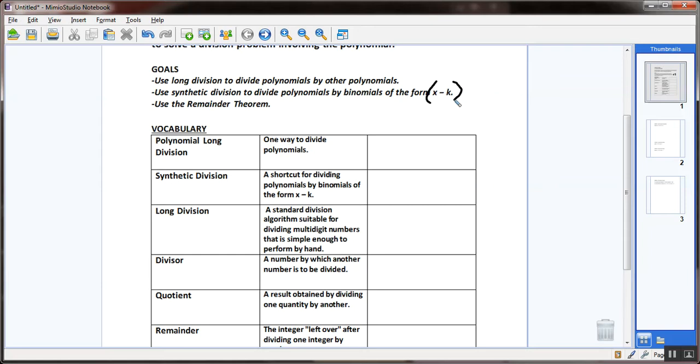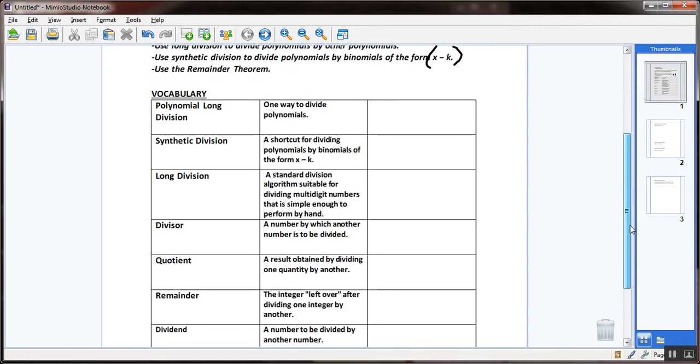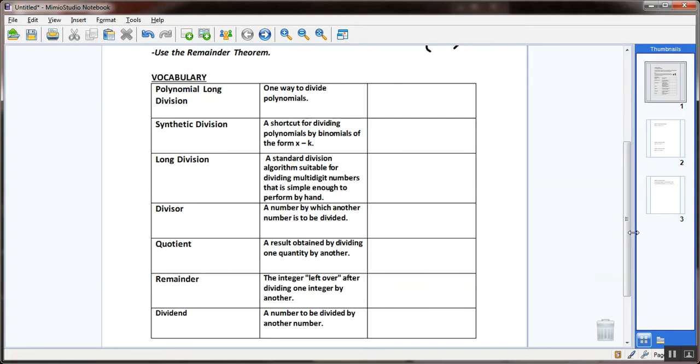Okay, this is pretty neat. Now, this is going to get kind of long and winded here today, and that's okay. We need to make sure we understand some things. So polynomial long division just says it's what, kids? One way to divide polynomials.